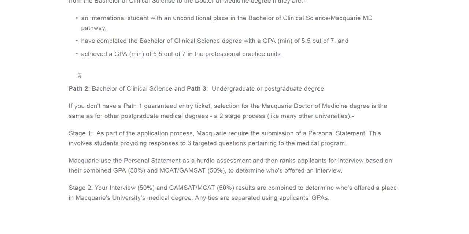Path 2 describes the Bachelor of Clinical Science degree that leads to medicine, and that's known as the indirect path, which is for Australian domestic students. And of course, Path 3 is the undergraduate path with students applying through that pathway if you have a university degree.